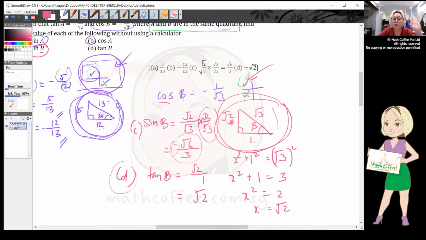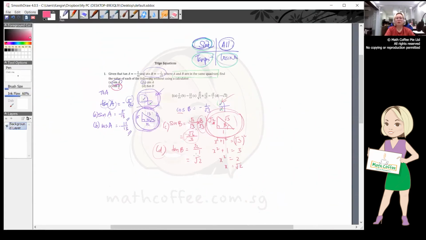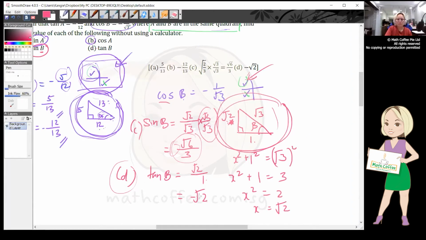Now my question is, do I have to put minus over here? Just type in the chat box and tell me, do I have to put minus square root 2 or is it positive square root 2? Good. Because you're in the second quadrant, and second quadrant, well done, Serene. Alvin also. Because second quadrant is negative for tangent, so we must put minus.